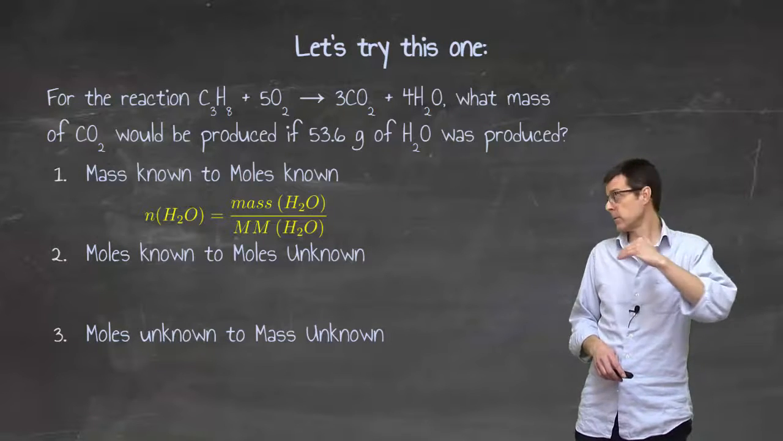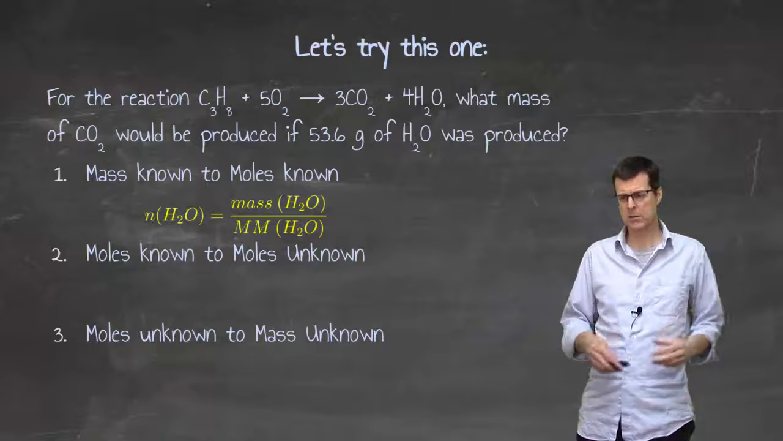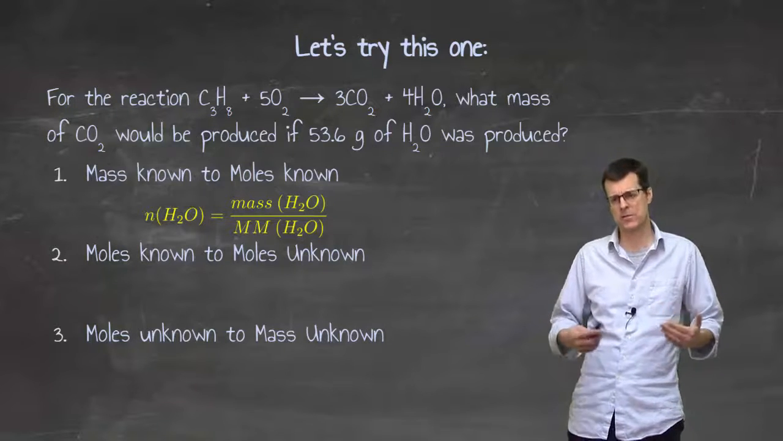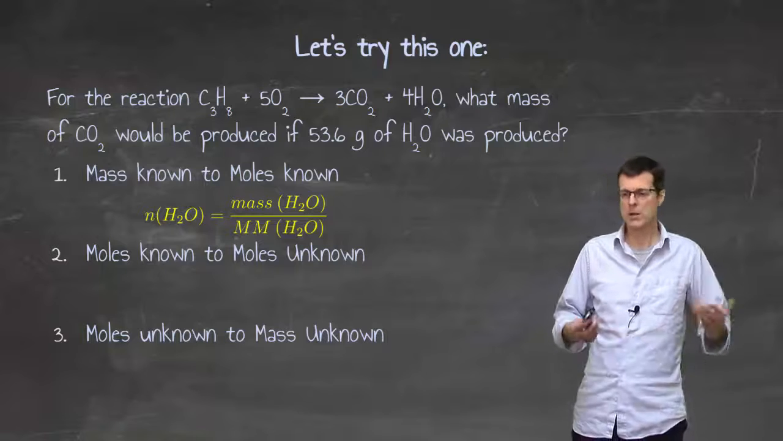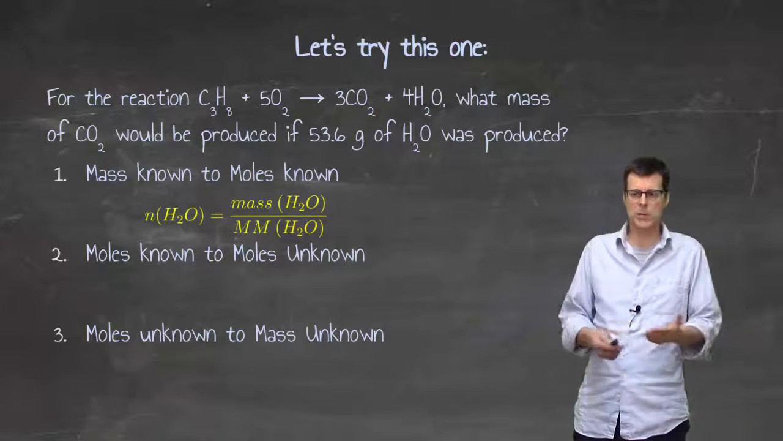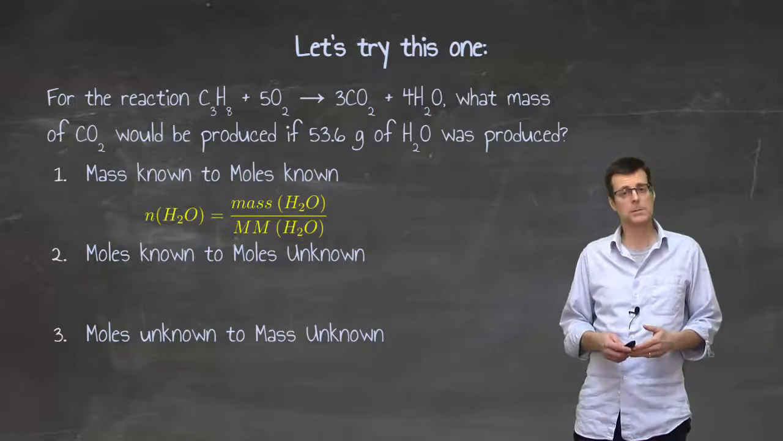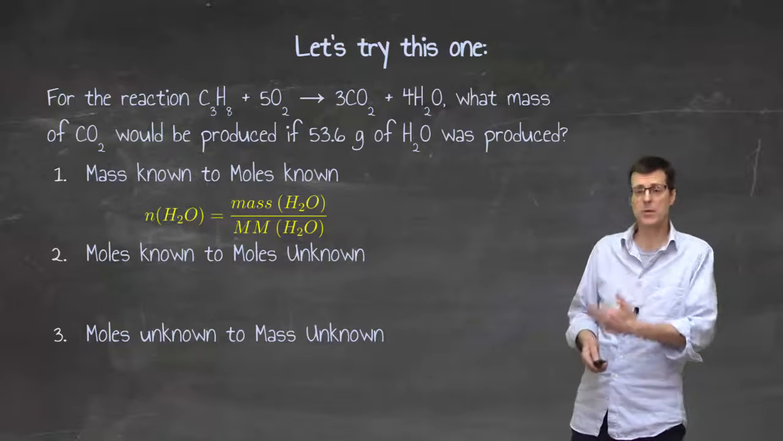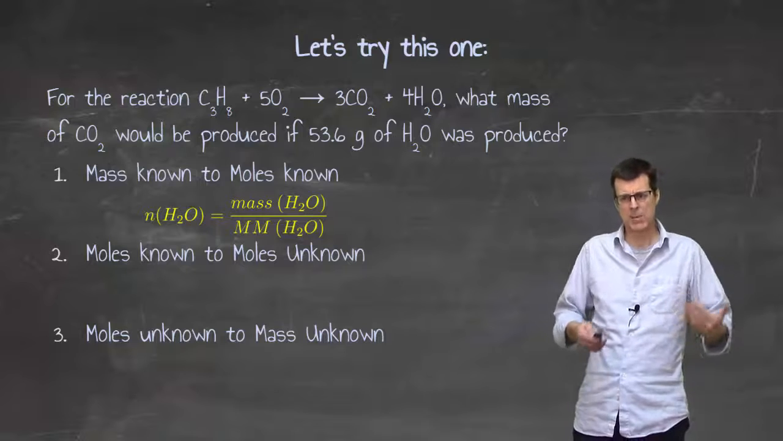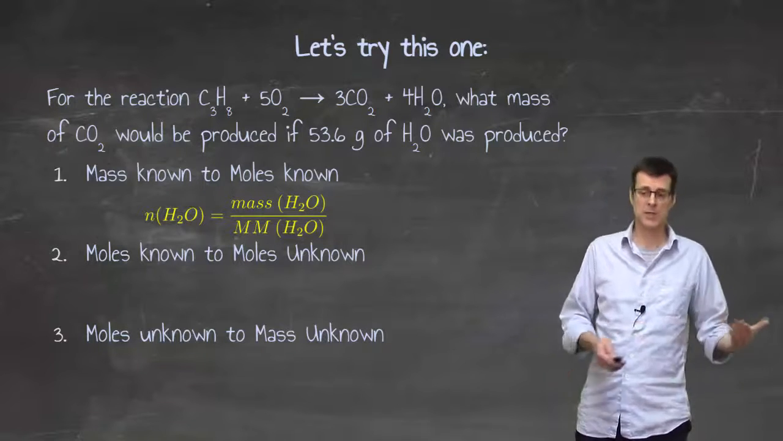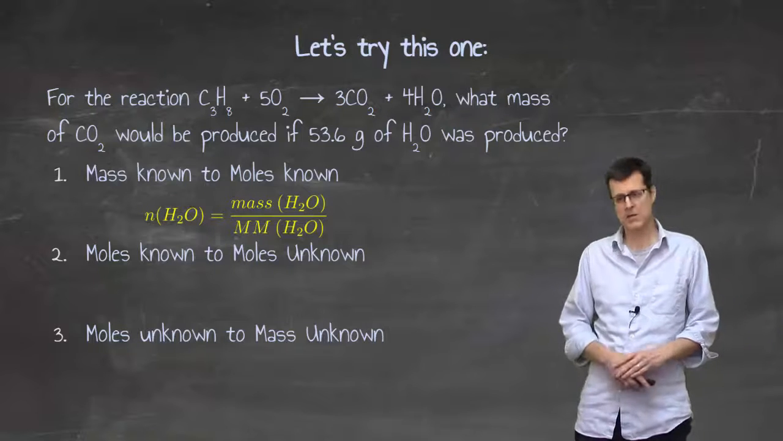Where I've got a reaction where I've got C3H8 reacting with oxygen to form carbon dioxide and water. And the question is, what mass of carbon dioxide would be produced if I also got 53.6 grams of water? So I'm going to go through those 3 steps again. Mass of known to moles of known to moles of unknown, finally moles of unknown to mass of unknown.